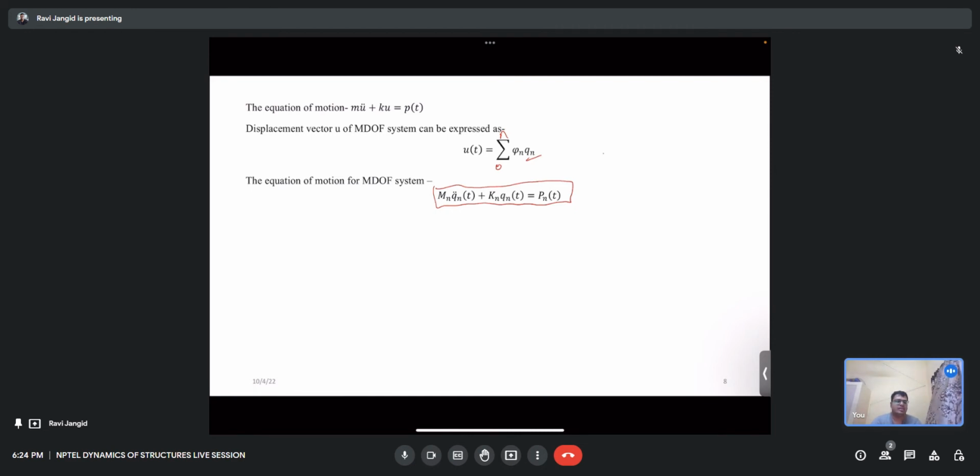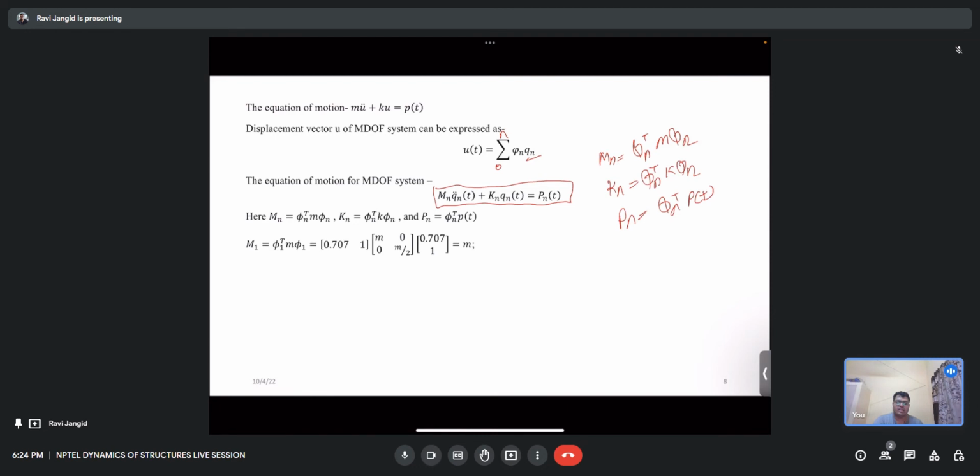So how to determine Mn? Mn is phi n transpose, mass matrix, phi n. How to determine Kn? That is phi n transpose, stiffness matrix, phi n. And the generalized force is phi n transpose times the force vector p(t). Okay, so let us find out one by one. We have 2 degrees of freedom, so we would have M1 and M2, K1 and K2, P1 and P2. This way we find Mn, Kn, Pn.